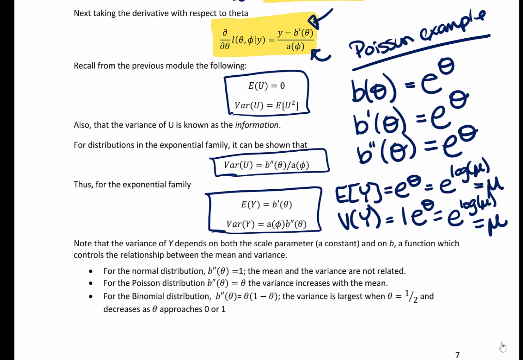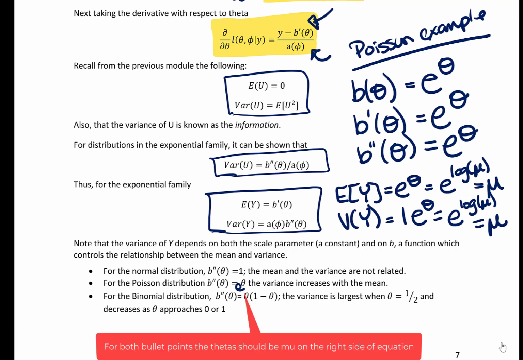And so what is happening here is the variance of y depends both on the scale parameter, a constant, and on b, a function which controls the relationship between the mean and the variance. For a normal distribution, that second derivative is 1. In other words, the mean and the variance have no relation, and we know that about the normal distribution. For the Poisson distribution, the second derivative of b is equal to e to the theta. What that does is the variance is going to increase with the mean.